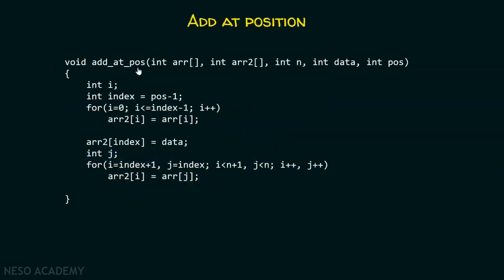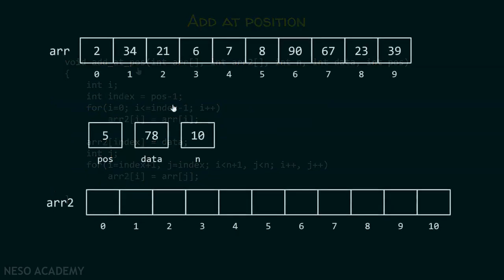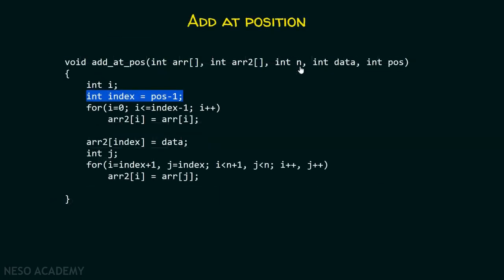And here is the function add@pos. This function receives those parameters, so we can see we have ARR, ARR2, pos, data and variable n in our add@pos function. Here this n indicates the size of this ARR array. You can see over here, this n will receive the size of the ARR array. Now here in this function, we have this index variable which will store the index of the particular position where we want to add the data. We know that the pos variable gives the position where we want to add the data, but index will give the actual index of the array where we can put our data.